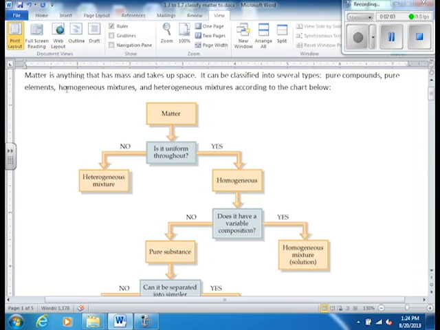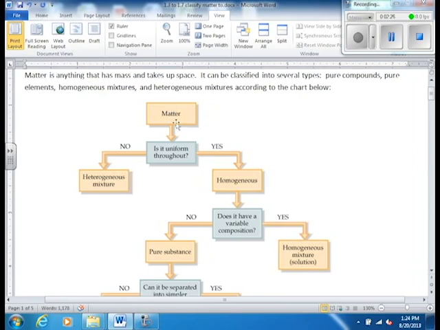An example of a homogeneous mixture would be something like, I can't think of anything right now, salt water. So salt dissolves into water, and if you dissolve all the salt, all you see is the water, and you don't know that there's something else in there. So that would be a homogeneous mixture. Everything looks the same. It's homogeneous.